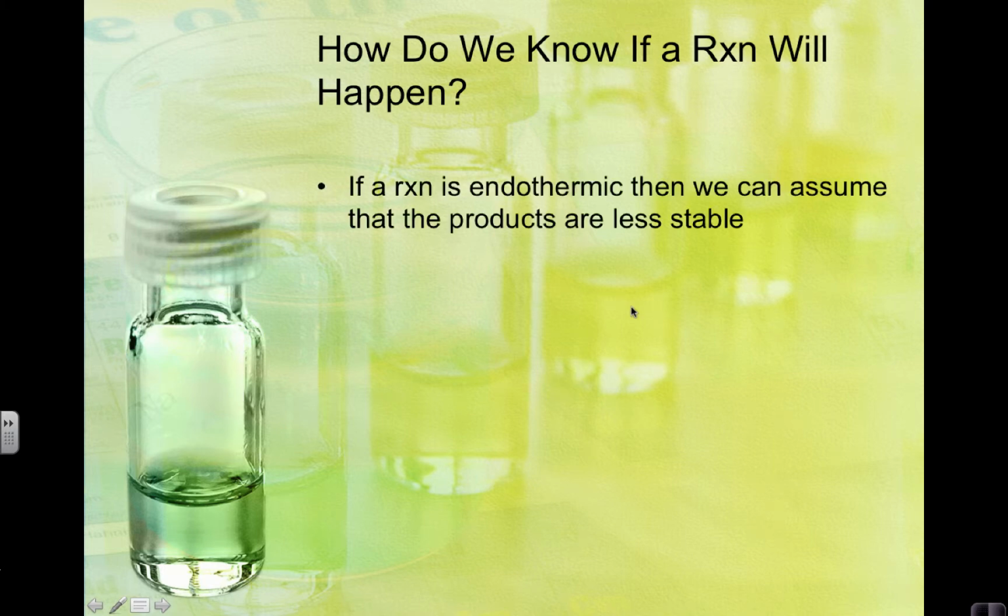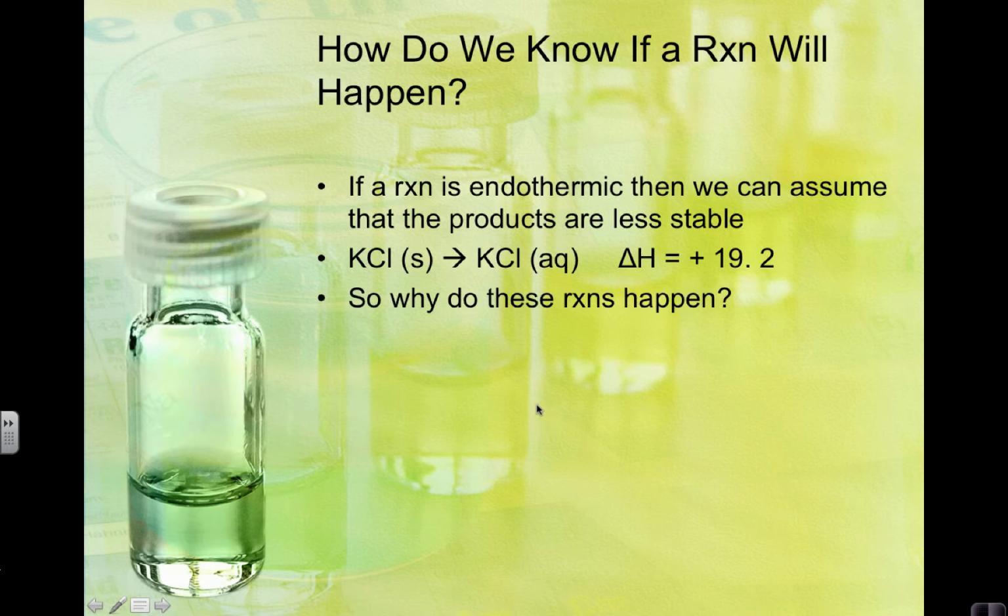If a reaction is endothermic, we can assume that the products are going to be less stable because we've put energy into them. They're going to have more potential energy, which is going to make them less stable. So if I look at this reaction right here, I go from a solid to aqueous, so I'm dissolving it, and it's going to require energy to do that. So why do these reactions happen if they're not producing something that's more stable and it's requiring energy to actually make the reaction happen? Why do these reactions happen?